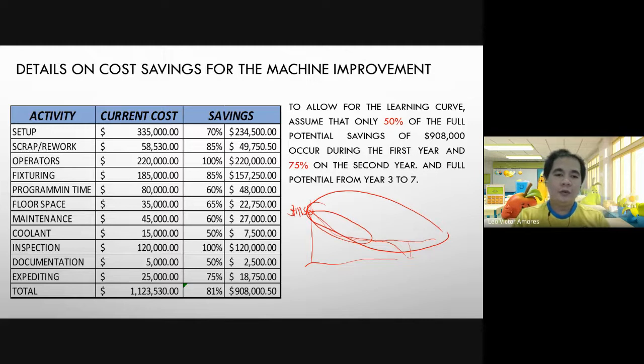For the benefit, I specified that in the first year, it is 50% of the full potential, and in the second year it is 75%. Then from year 3 to year 7, it is 100%. That means starting year 3, their projected savings of $908,050.50 meet the full target savings.